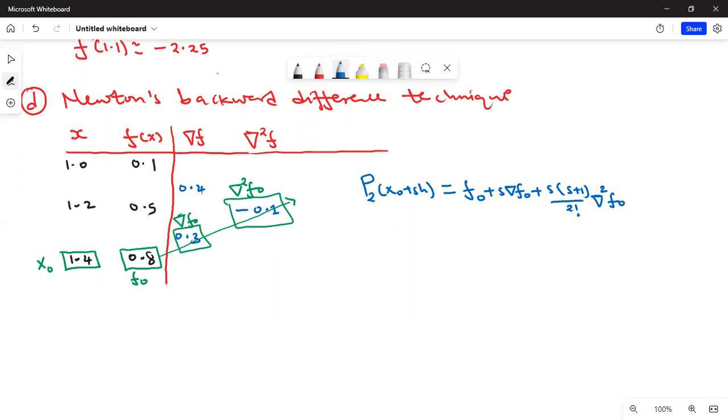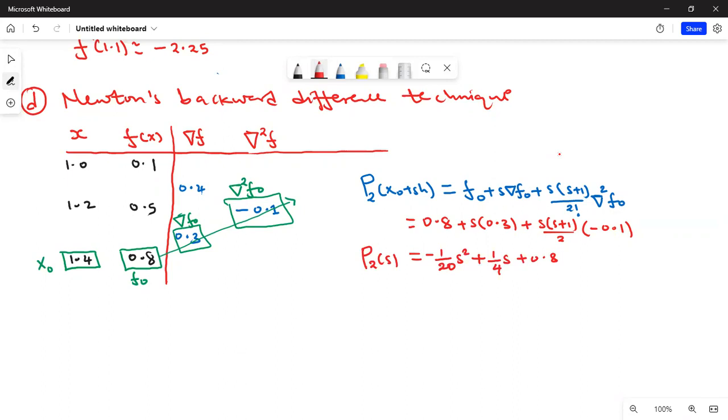And so this is the same as our f naught is 0.8 plus s backward of f naught is 0.3 plus this is the same as s plus 1 over 2. 2 factorial is just 2. Second order backward difference of f naught, that is negative 0.1. And so again, let us simplify this one so that we see what we get. So with this one, we are going to get negative 1 over 20 s squared, then plus 1 over 4 s plus 0.8.